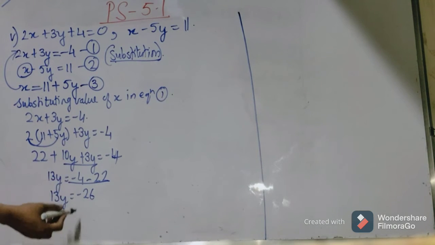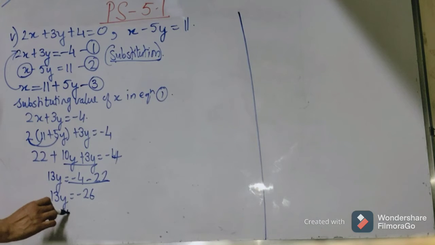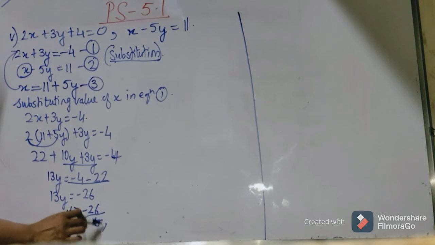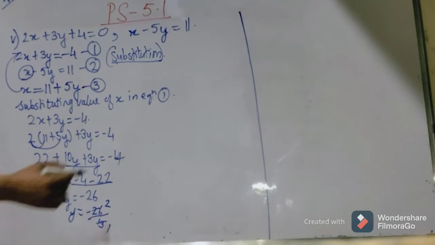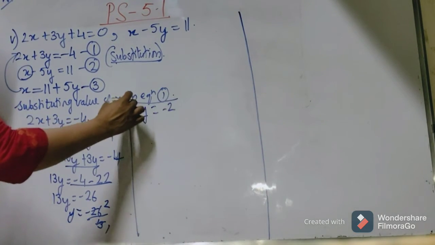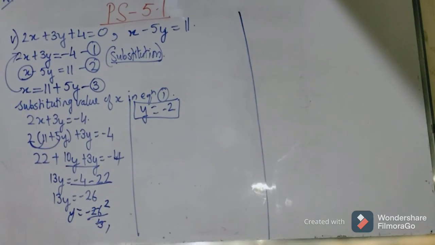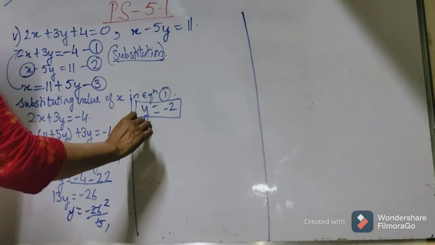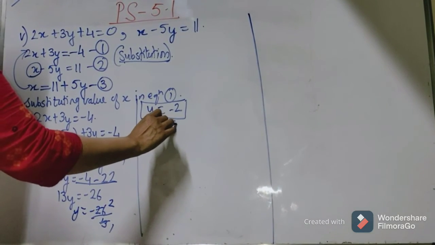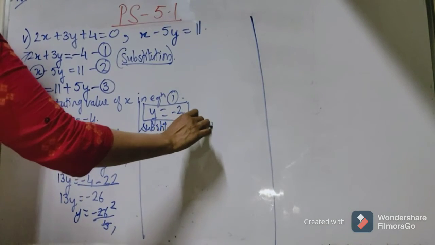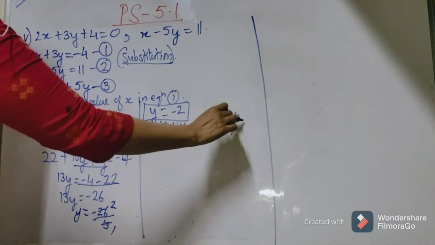Because minus minus you have to add, but you have to write the minus sign. y is equals to minus 26 upon 13. 13 ones are 13, 13 twos are 26. So finally students, I got y is equals to minus 2. I am putting it in the box. Now I am substituting the value of y is equal to minus 2 in equation 3.